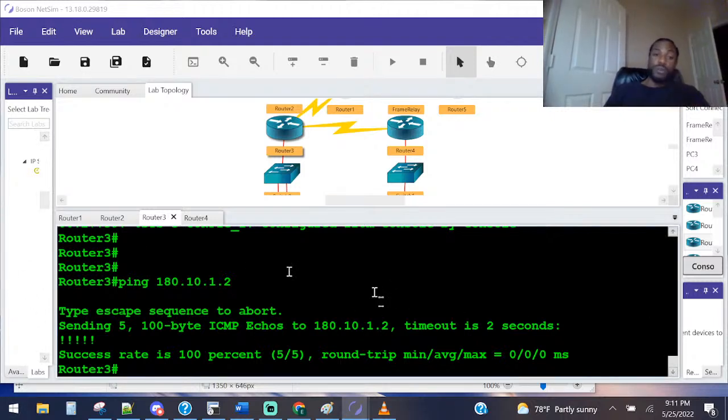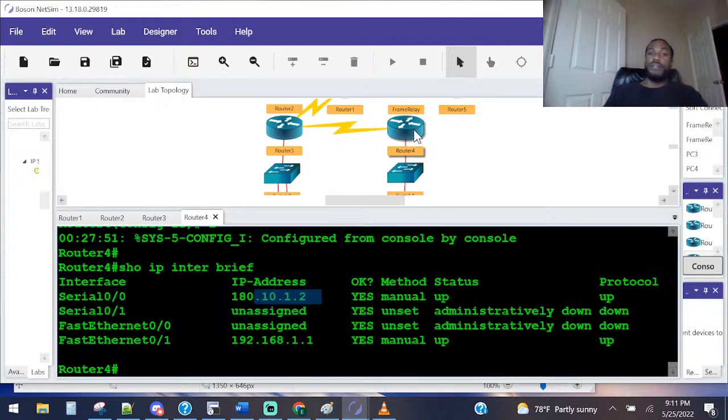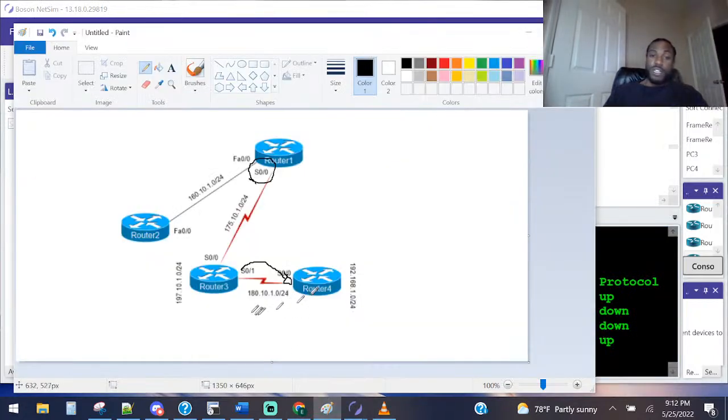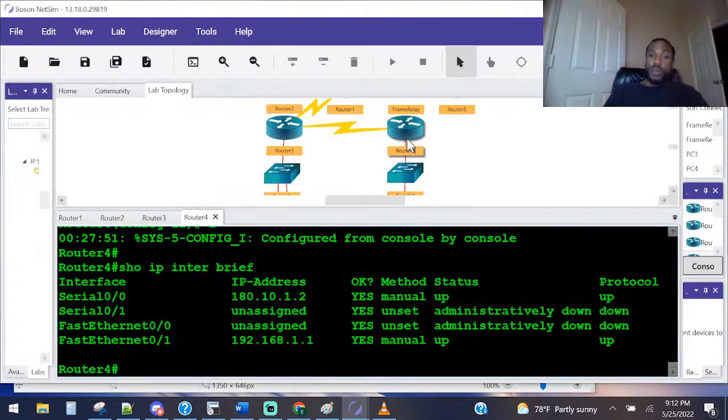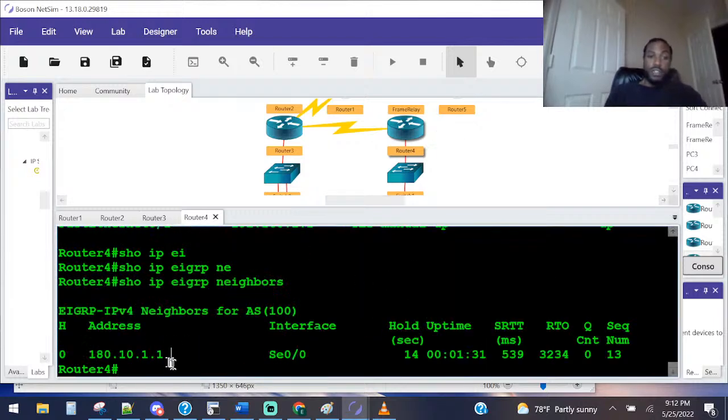Router 4, display EIGRP neighbors discovered by EIGRP. So we go to router 4. We already know that we only got one neighbor, right? He lives in a lonely neighborhood. And there it is right there. He has one neighbor. How can we verify that? We just did it earlier with show IP EIGRP neighbors. And here he is. He's got one neighbor.